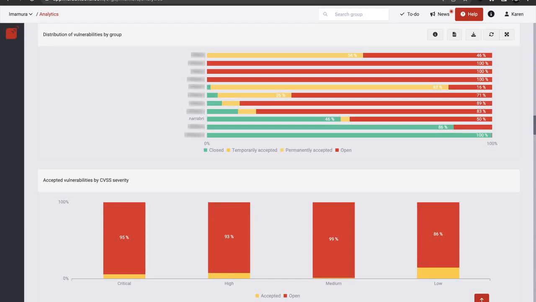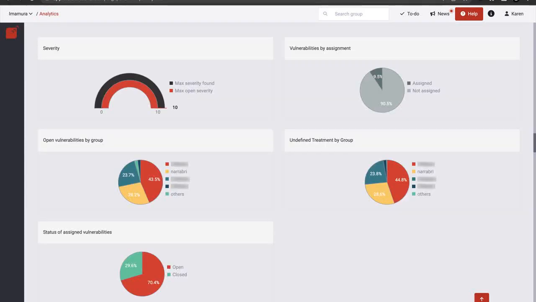The next chart shows the percentages of closed, accepted, and open vulnerabilities in your groups. Below, you'll see the percentages of accepted vulnerabilities among the other open vulnerabilities by their qualitative severity rating. You can find out what has been the maximum CVSS score reported for the vulnerabilities in your system and what's the score of the most severe vulnerability you haven't remediated.